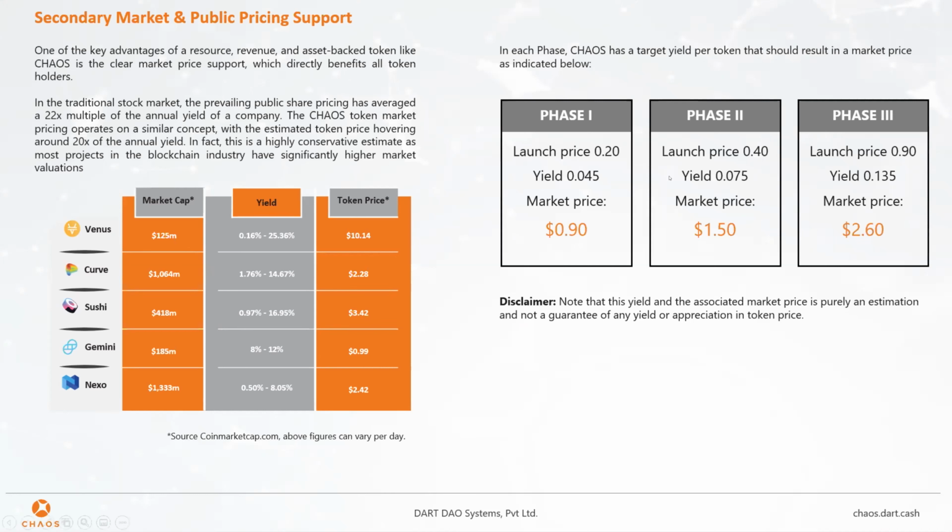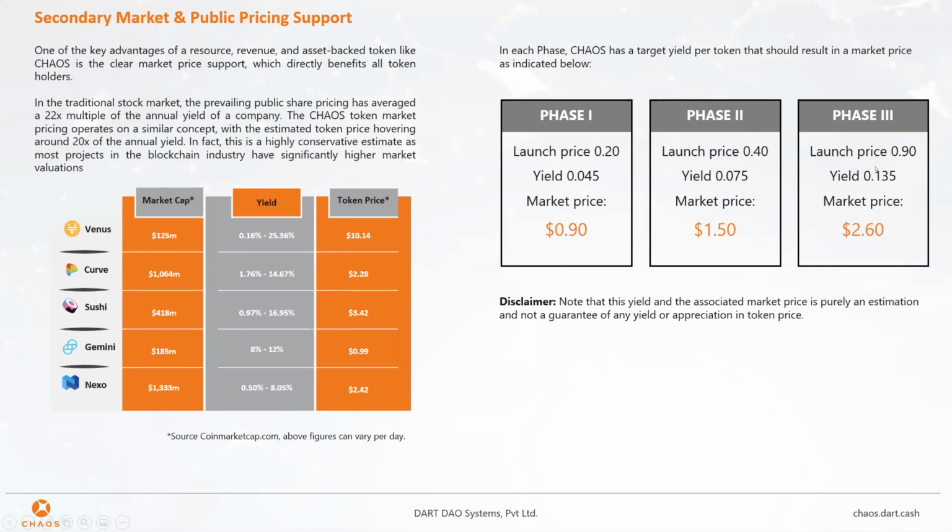So as we move from phase to phase, you see that at the phase 3 launch price of 90 cents, at that point, we are saying that our token's fundamental value is around 90 cents. That's what we're going to sell it for when we issue it. We have a yield of 13.5 cents per token. That gives us a market price of around $2.60 at a 20x multiple.